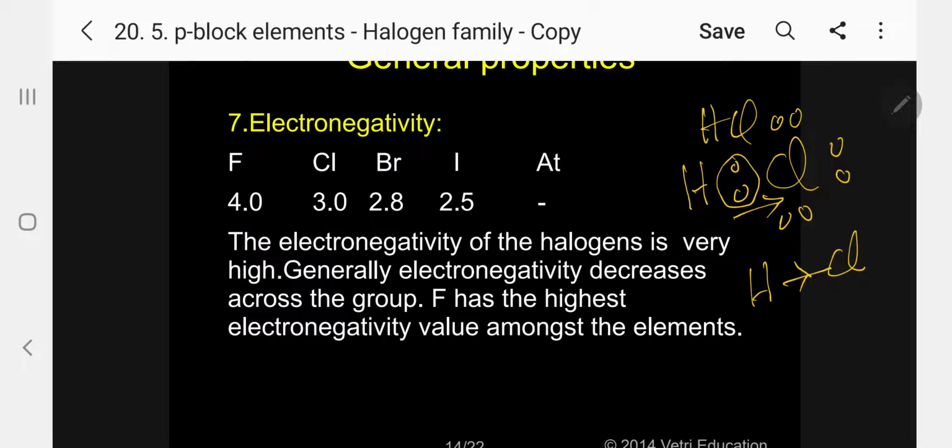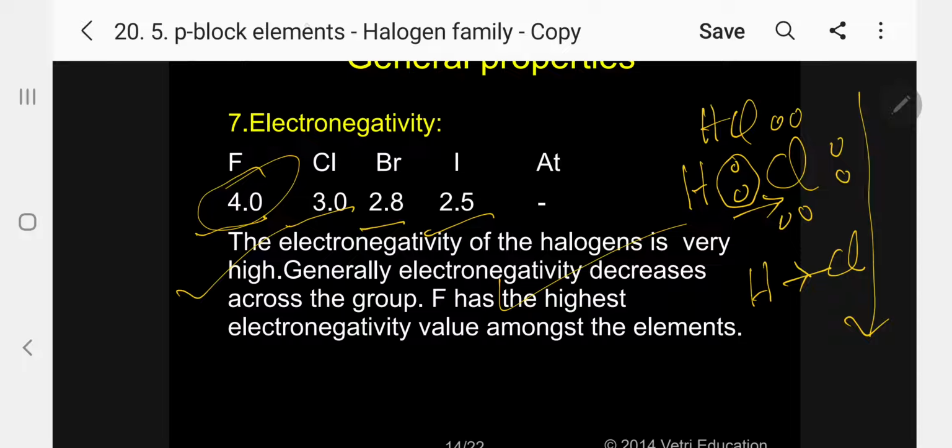In organic chemistry we will say more. So the electronegativity of halogens is very high. I told you: fluorine 4, chlorine 3, bromine 2.8, iodine 2.5. Generally, electronegativity decreases down the group. I told you, only atomic size increases down the group; all other properties decrease down the group. Fluorine has the highest electronegativity value among them, that is 4 according to Pauling.